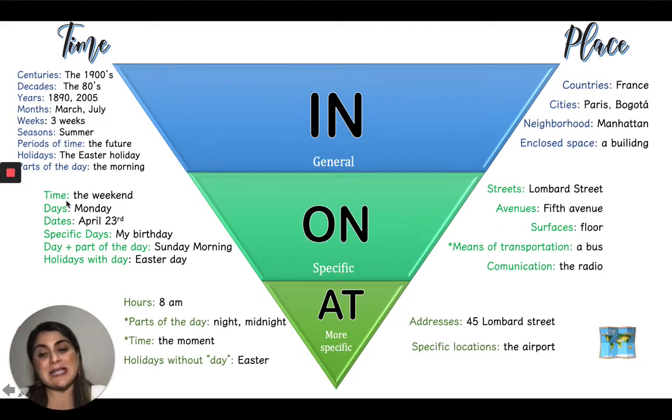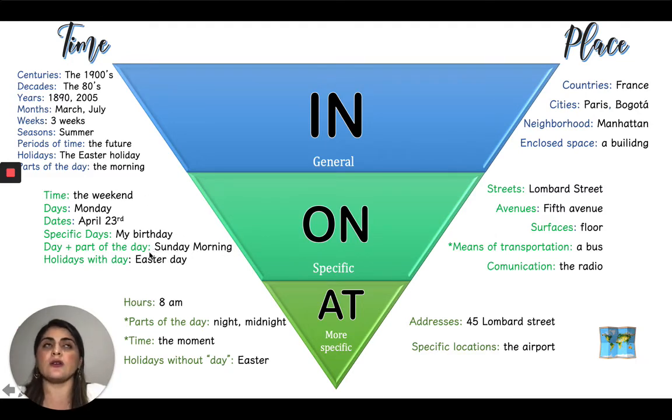Then we have time again, but this time is a little bit more specific. So we say on the weekend. We say on Monday, on Tuesday we have class, on Sunday we rest. And when you want to say a date, on April 23rd is the International Language Day, I don't know. And when you want to say specific days, on my birthday, on my wedding day, or something like that. And when you have a day plus a part of the day, like on Sunday morning, if you have the day, then you say "on."